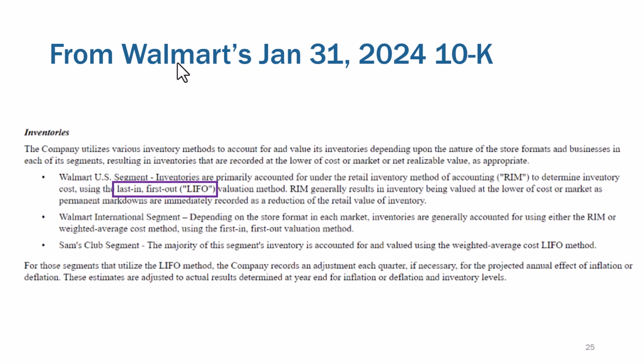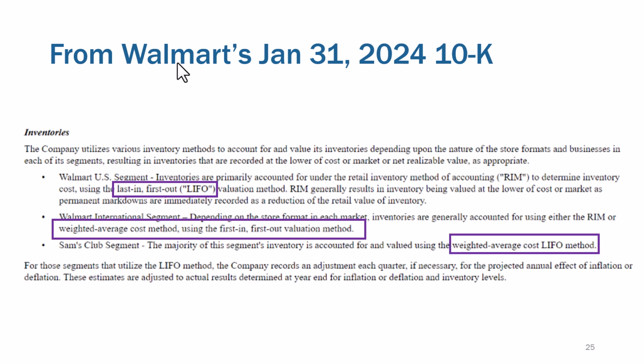Walmart, they actually chose in their U.S. segment to use the last in, first out method. In their international segment, they used the weighted average cost method using first in, first out. And then in their Sam's Club segment, they used the weighted average cost LIFO method. So some unique methods that they're using there, a little bit more advanced. I mean, this is Walmart, right? Hundreds of billions of cost of goods sold, but they're using different approaches in the U.S. versus international versus Sam's Club.